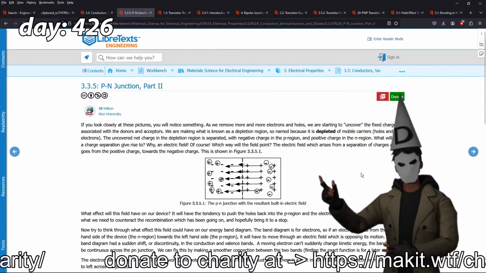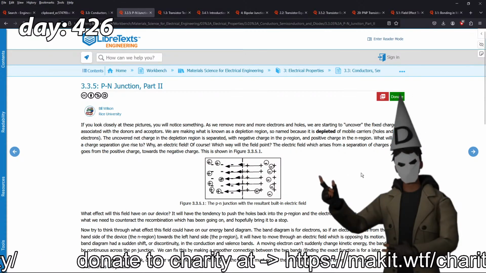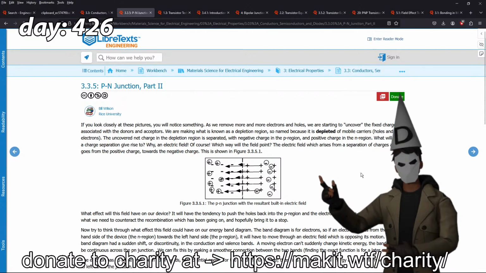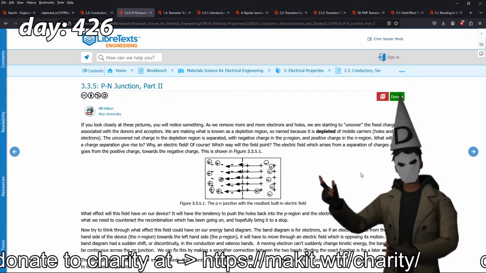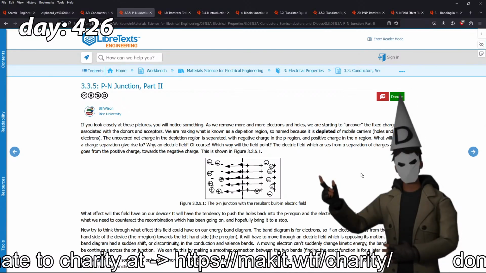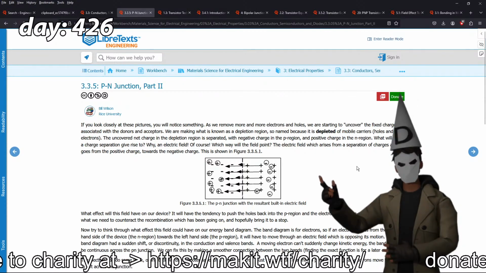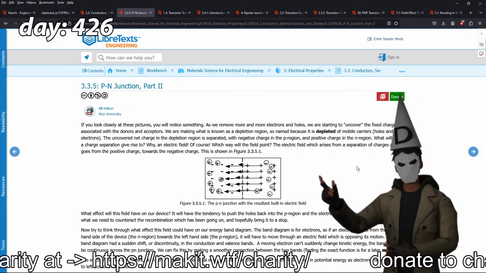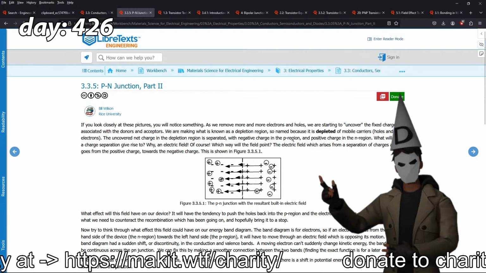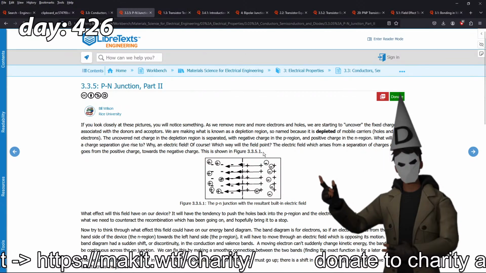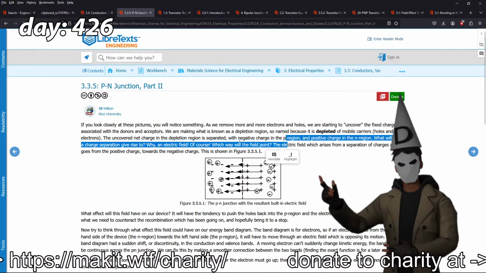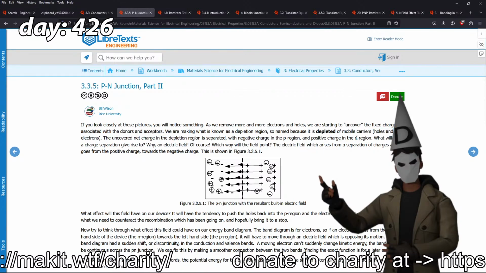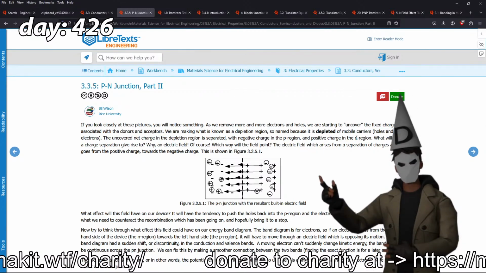Look closely at these pictures and you will notice something. As we remove more and more electrons and holes, we are starting to uncover the fixed charges associated with donors and acceptors. We are making what is known as a depletion region, so named because it is depleted of mobile carriers. The uncovered net charge in the depletion region is separated, with negative charge in the P region and positive charge in the N region, because obviously P stands for negative and N stands for positive, okay? P stands for negative and N stands for positive.